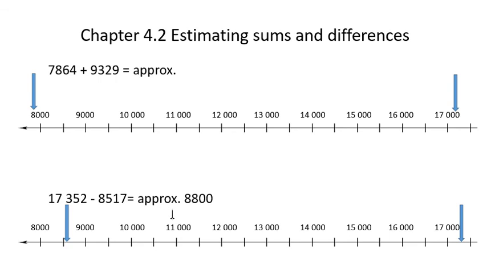So that would be approximately 8,850 or 8,800, 8,900. And that's how we can estimate using the two different subtraction methods, the takeaway and finding the difference.